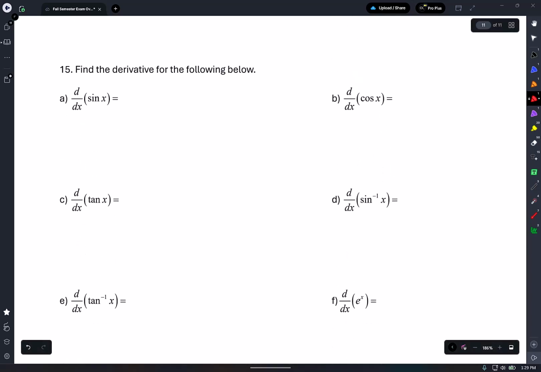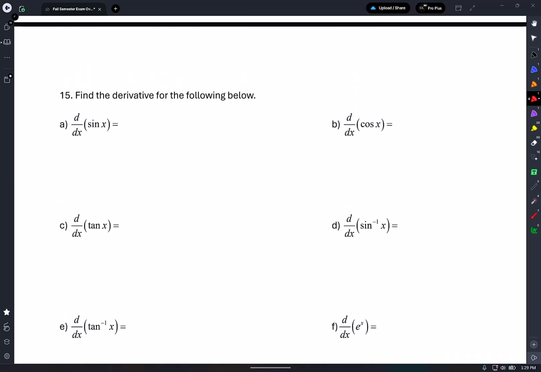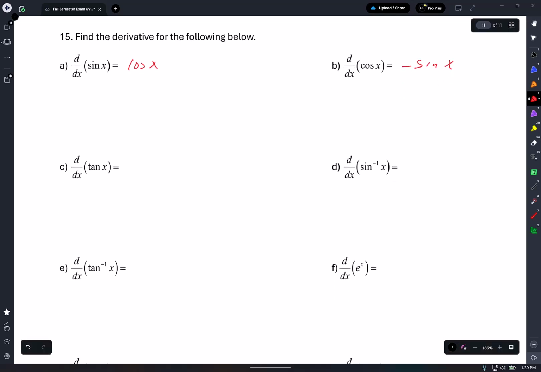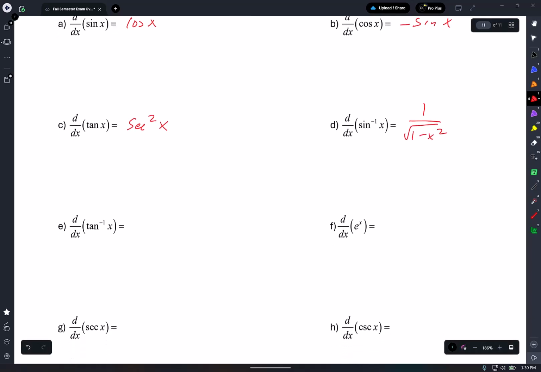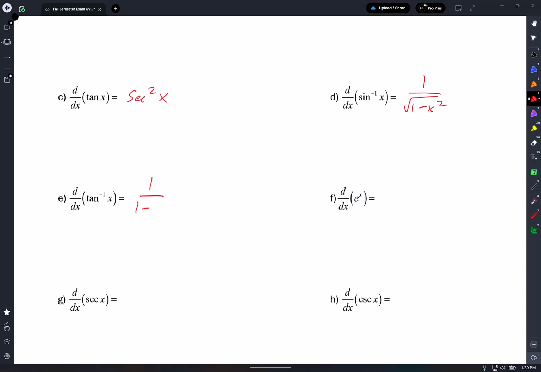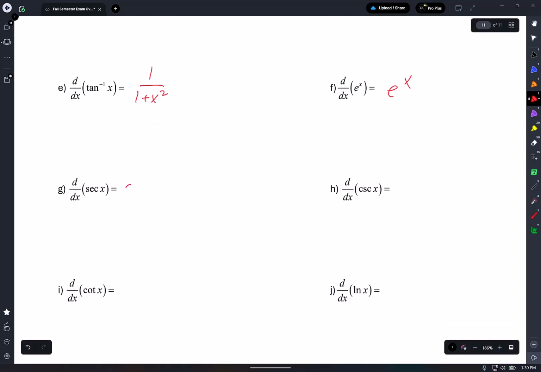We're done. Derivative of sine x is cosine x. The derivative of cosine x is negative sine x. The derivative of tan is secant squared. The derivative of arc sine is 1 over square root of 1 minus x squared. Let's see, the derivative of arc tan is 1 over 1 plus x squared. You could say x squared plus 1, not a big deal. The derivative of e to the x is e to the x. The derivative of secant x is secant x tan x.